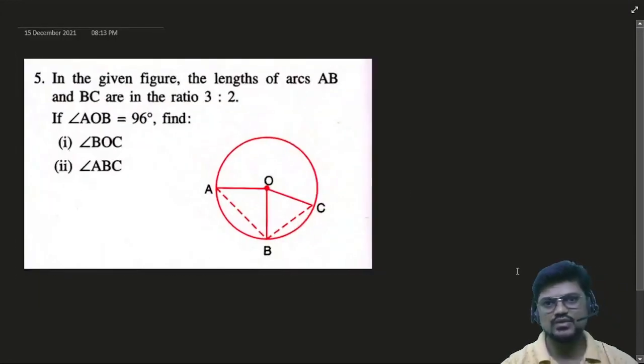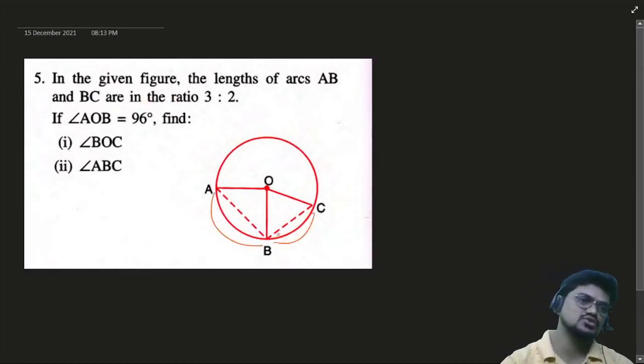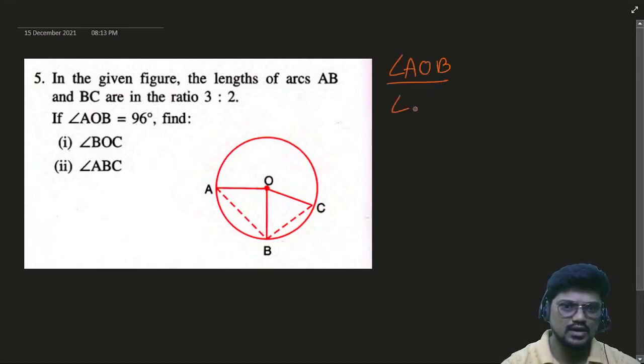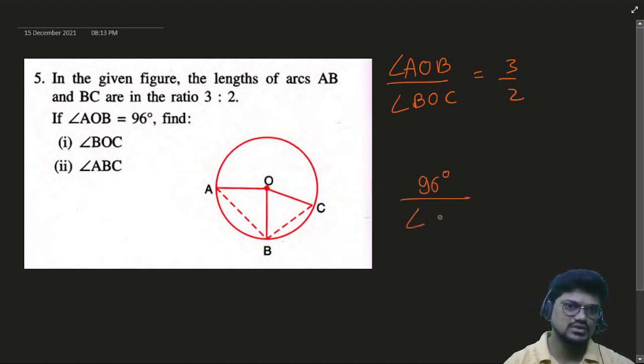The next is this. In the given figure, the length of the arcs AB and BC are in the ratio 3:2. This arc and this arc are in the ratio 3:2. So obviously this angle and this angle will also be in the ratio of 3:2. So angle AOB upon angle BOC will be equal to 3 upon 2. Since the arcs are in the same ratio, the angles will also be in the same ratio. Okay, and AOB they have given 96. If angle AOB is 96, then you can find angle BOC easily.